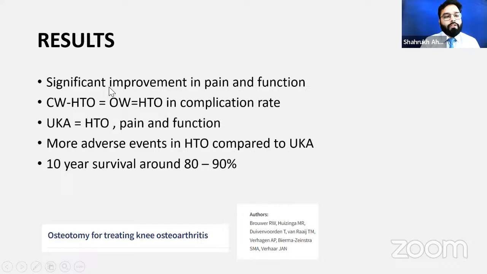The results of HTO have been a significant improvement in pain and function. The closed wedge and open wedge HTO have equal complication rates. Unicondylar and HTO have similar pain and function outcomes. There are more adverse events in the HTO as compared to unicondylar, and 10-year survival rates are around 80 to 90%.